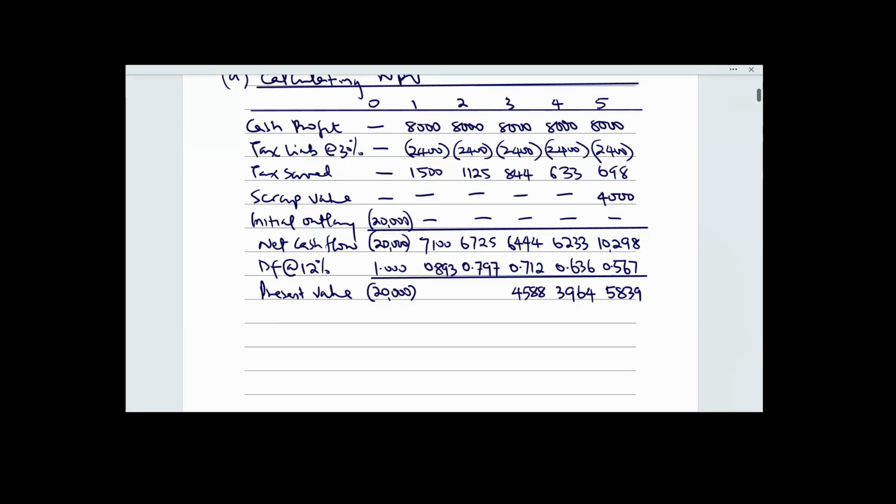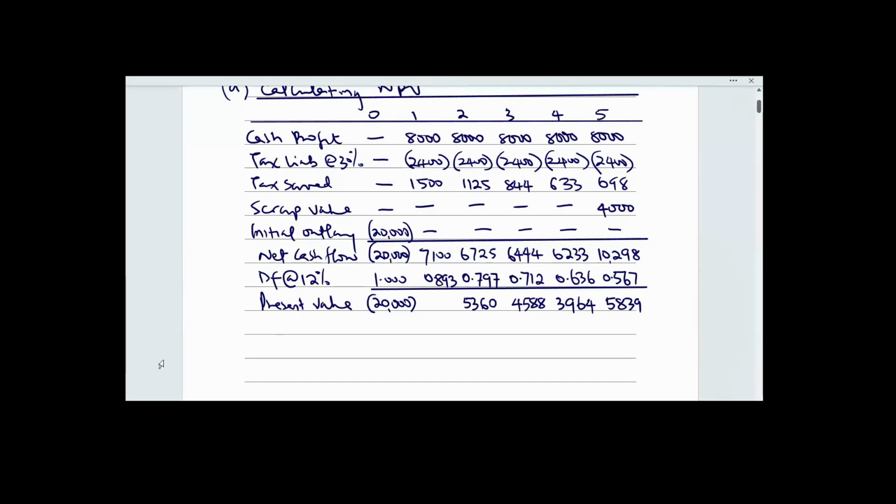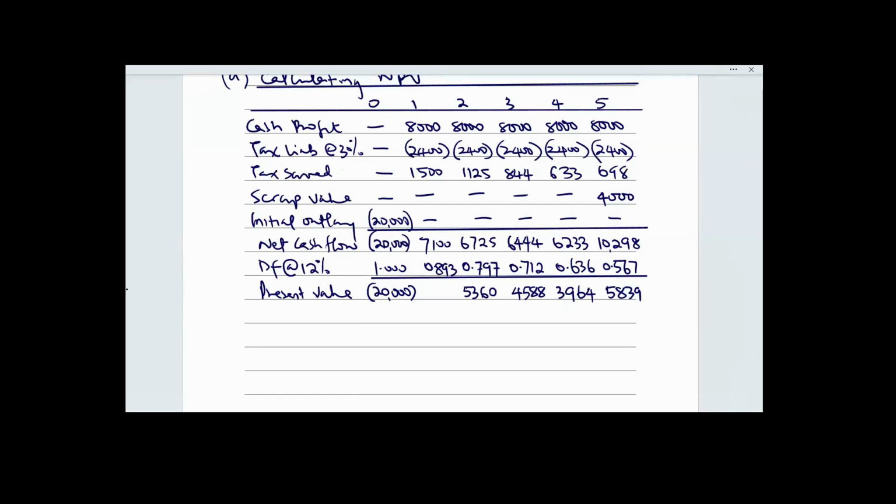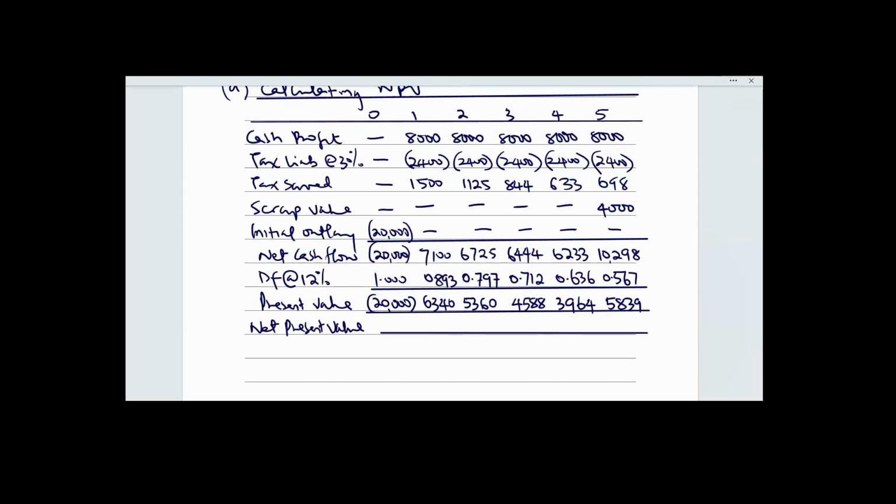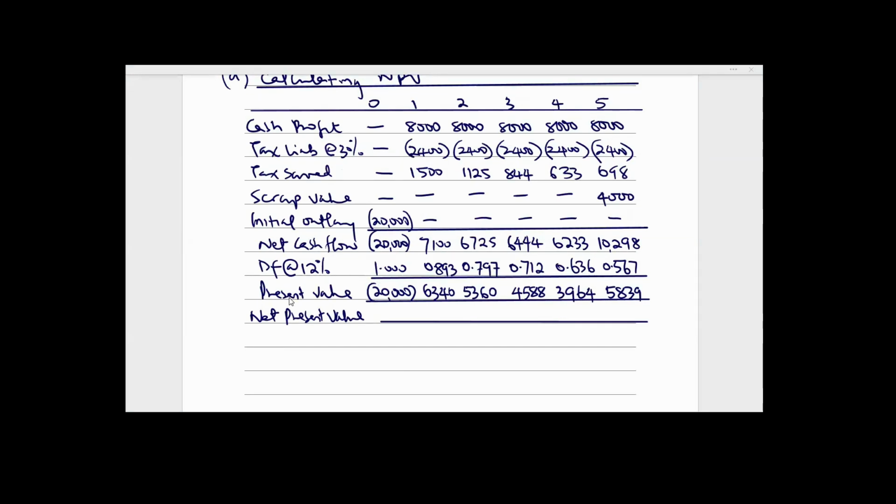Year 2 is 5,360. Then year 1 is 6,340. So we now get the NPV. You add up the positive present values and subtract the negative. The final answer is 6,091 positive.